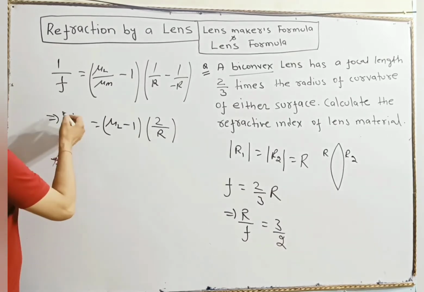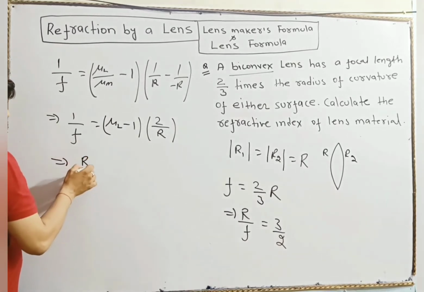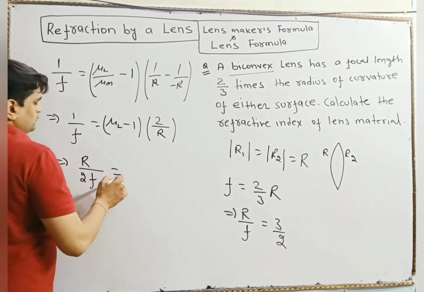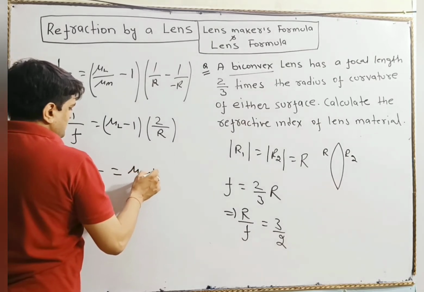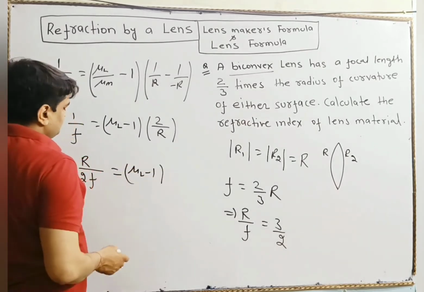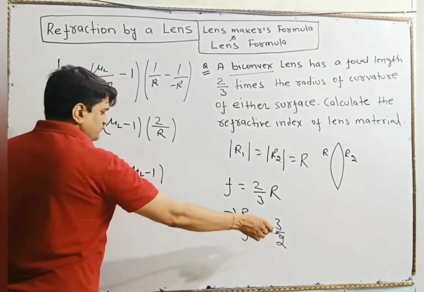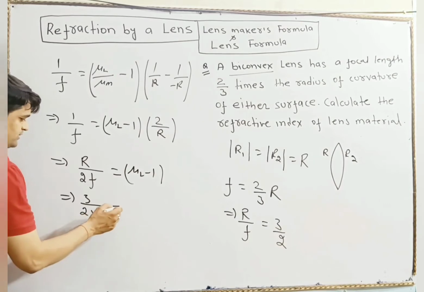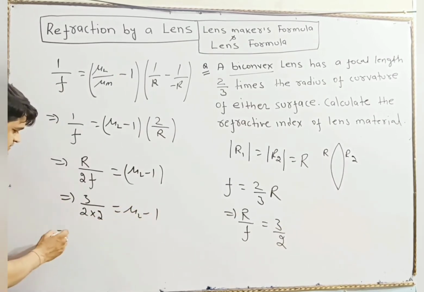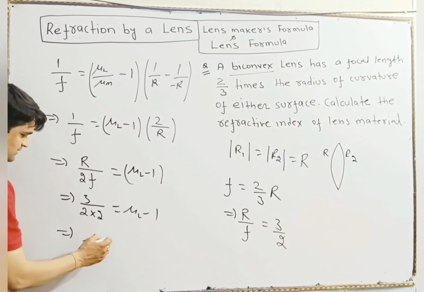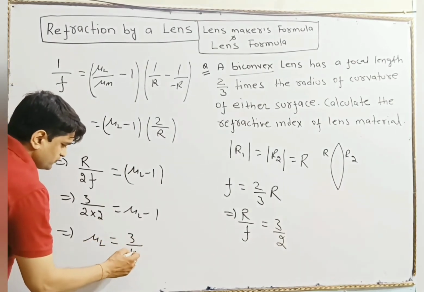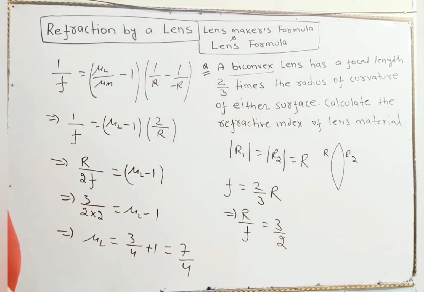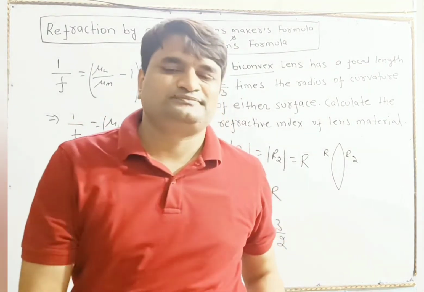Okay, now take r in left side, it will be r upon 2f equal to mu l minus 1. Okay, and r upon f equal to 3 by 2. That means 3 by 2 into 2 equal to mu l minus 1. So mu l will be equal to 3 by 4 plus 1. It will be 7 by 4. Simple question, simple solution. Thank you.